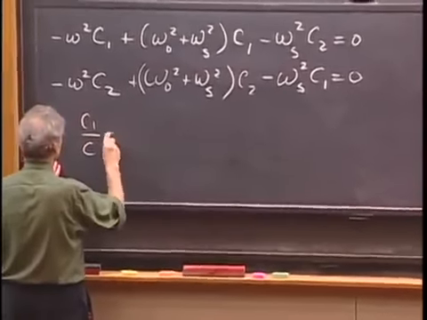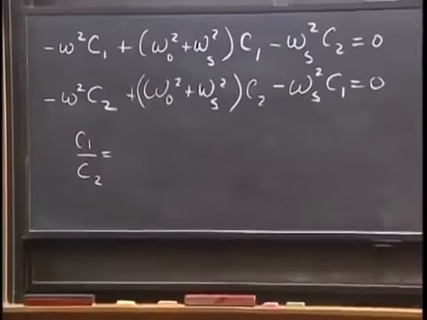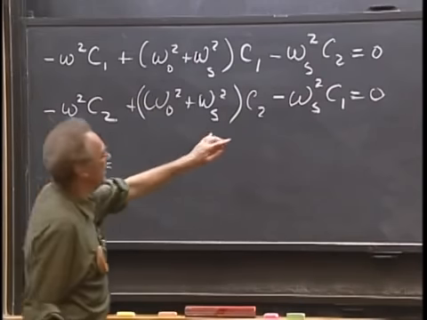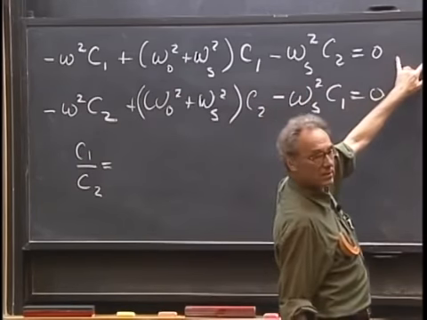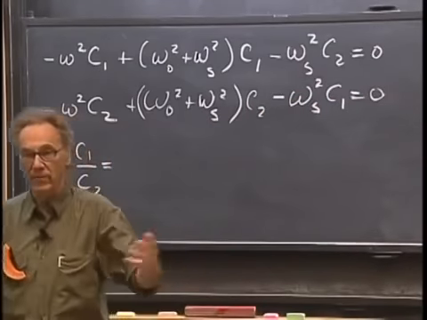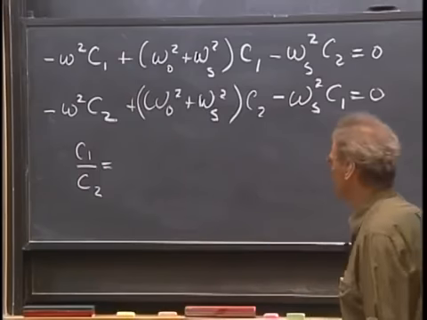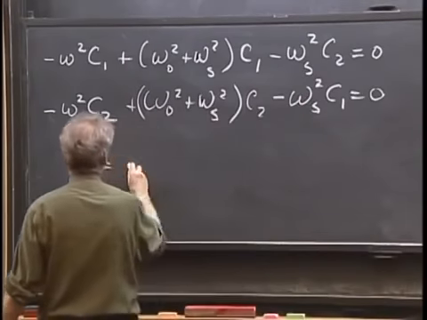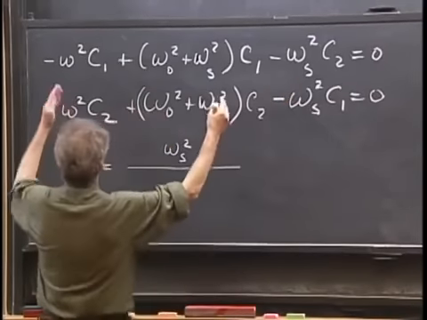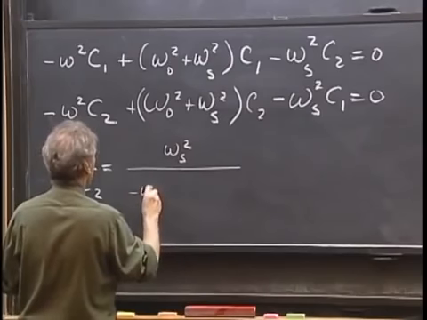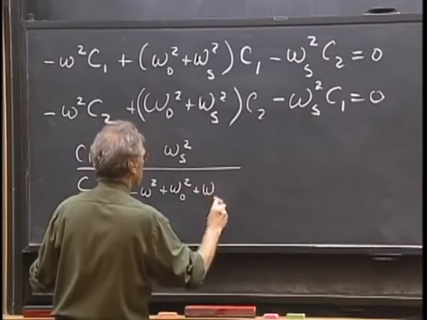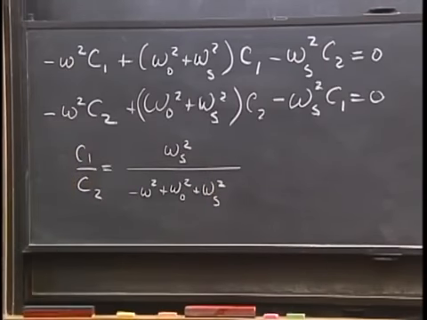c1 divided by c2. I go to the first equation. And this is not so hard what I'm doing. I put in my mind this on the right side. So I get a plus omega s squared times c2. And then I divide c1 by c2. And so what I get then is the following. I get omega s squared upstairs, which is this one. And all this comes downstairs. Minus omega squared plus omega 0 squared plus omega s squared. Do we agree? That's the first equation.